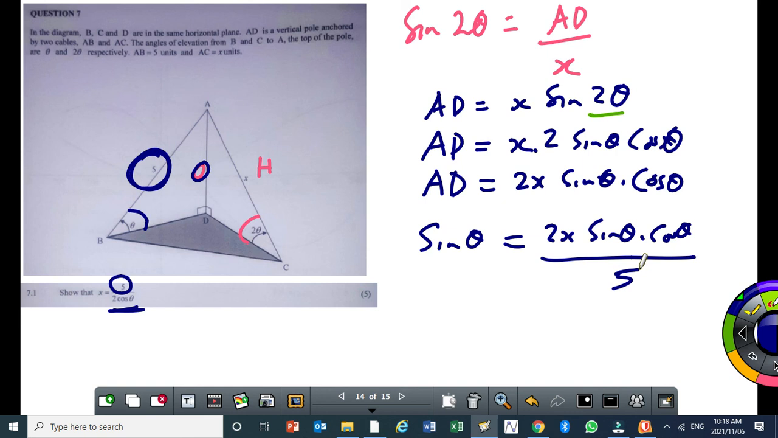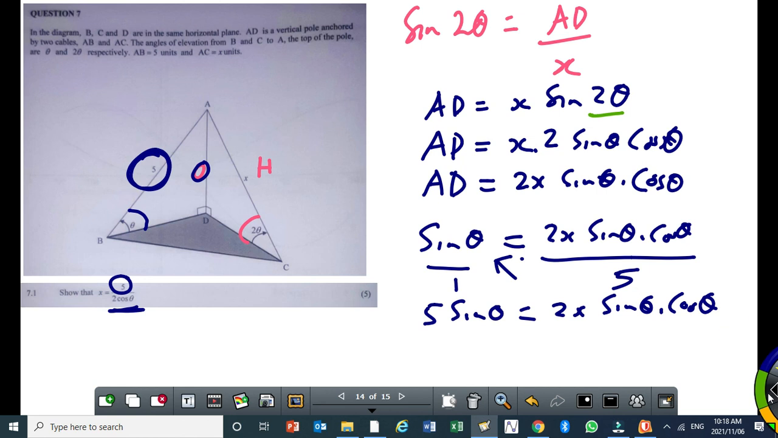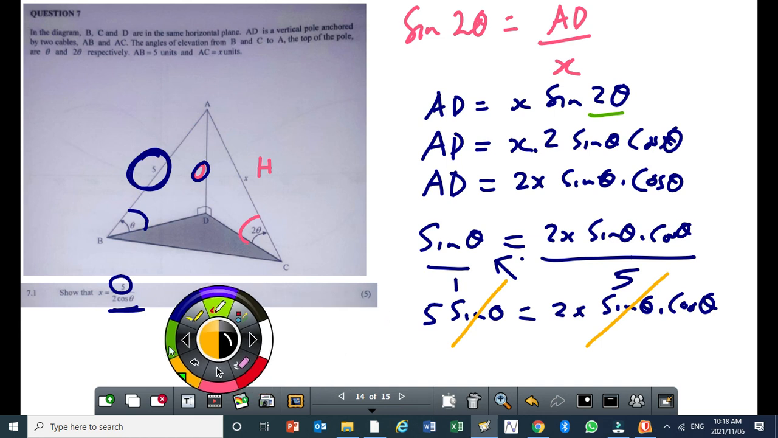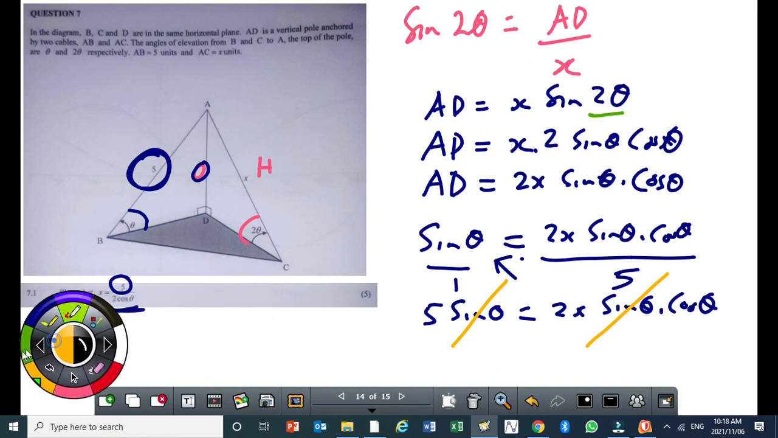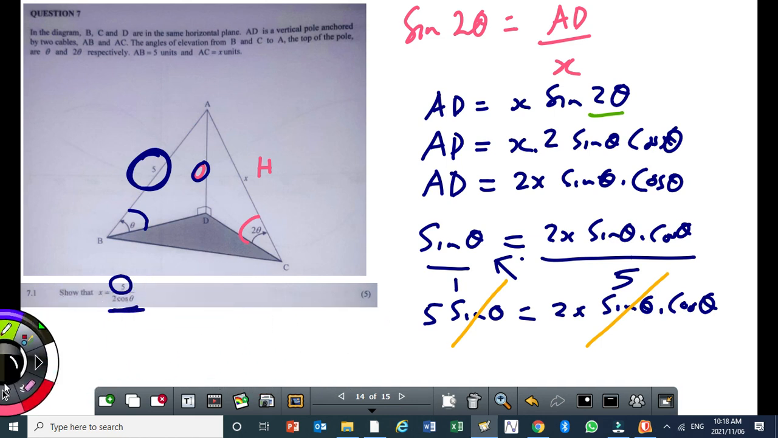Do you see that? Then, if I cross multiply, I'll get 5 sine theta is equal to 2x sine theta times cos theta. The sine theta cancels with that sine theta. Do you see that? Then you'll be left with 5 on the left, and then you have 2x cos theta.